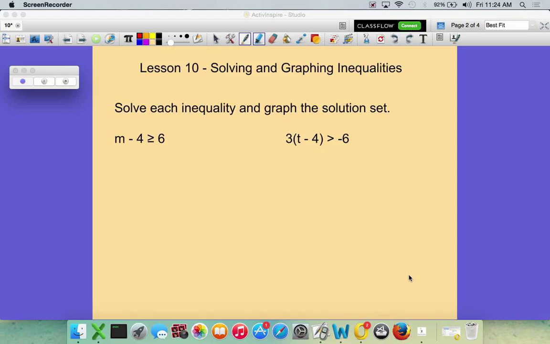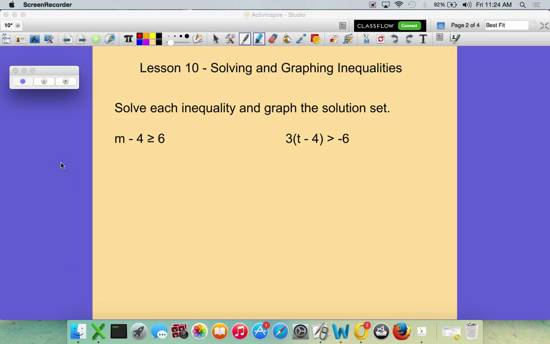Lesson 10. Today we're going to be solving and graphing inequalities. There are many times where we run across equations in real life where there's not just one answer to a problem. There's a whole range of answers that would work. And that's what we're working on today with inequalities. It's important to know how to solve these and to be able to show the range not just in an equation form, but also in graphical form. So that's what we're doing today.